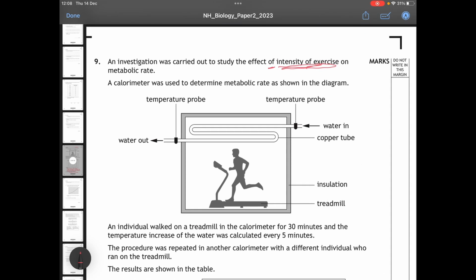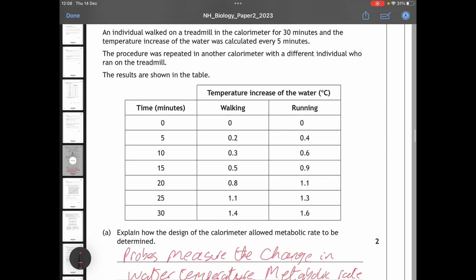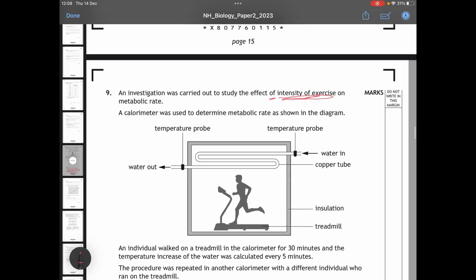Just out of interest, if they asked for the dependent variable, and this is the one we measure, again, if you just went to the table, you'd think, oh, they're measuring temperature. But temperature is what we call an indirect measurement of the dependent variable. So the dependent variable in this case is not temperature. Again, we need to go to the aim.